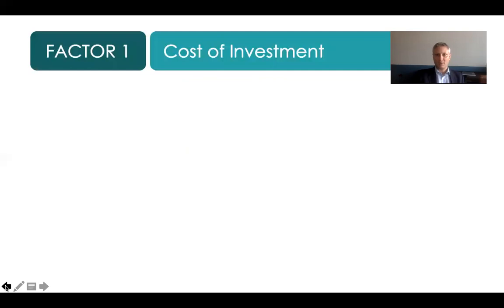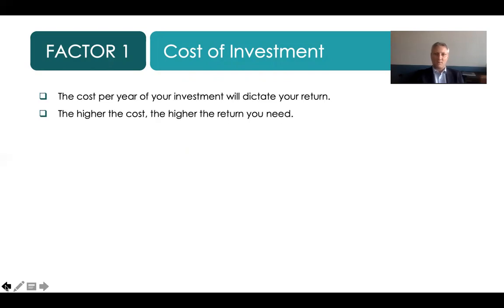If we start with factor 1, which is the cost, or the cost of the investment, this will dictate whether or not you make a return. So the higher the cost, the higher return you need. If your insurance policy or investment platform or your property is costing you money per year, say 4%, then you'd need to make more than that 4% in order to make a return. And if you wanted to add inflation in, say 2 or 3%, then you probably need to make 6 or 7 before you actually make a real return. So the cost of investment is extremely important.